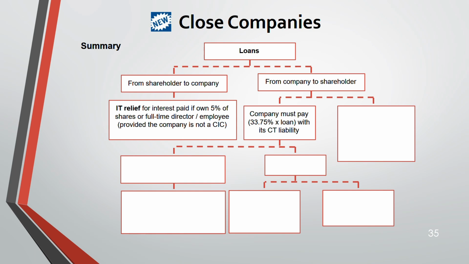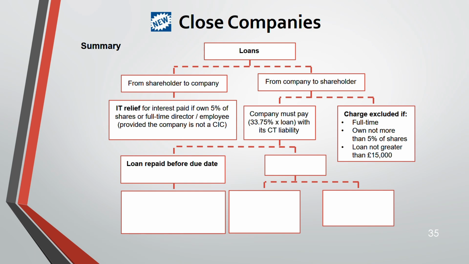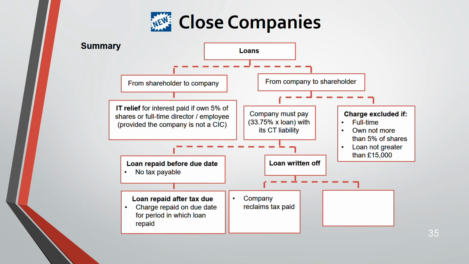If it's from company to shareholder, the company must pay 33.75% on the loan with its corporation tax liability, and the charge is excluded if the borrower owns not more than 5% of shares and the loan is not greater than 15,000. And the company must pay 33.75% on the loan, but if the loan is repaid before the due date, no tax is payable. If the loan is repaid after the tax is due, the charge is repaid on the due date for the period in which the loan is repaid. If the loan is written off, the company reclaims the tax paid, there is no corporation tax deduction for the write-off, and the individual is taxed on the amount written off as a dividend.